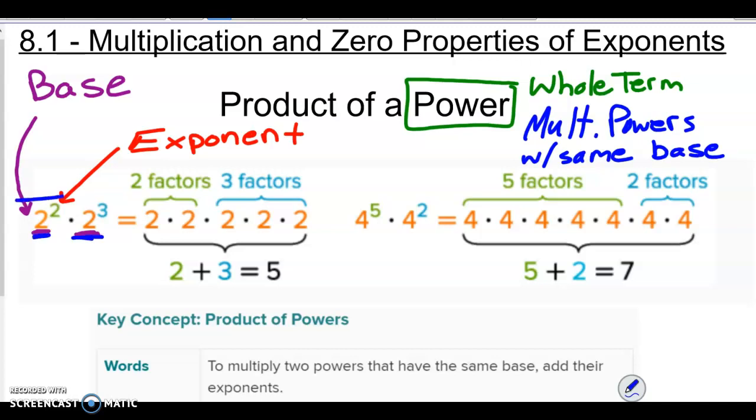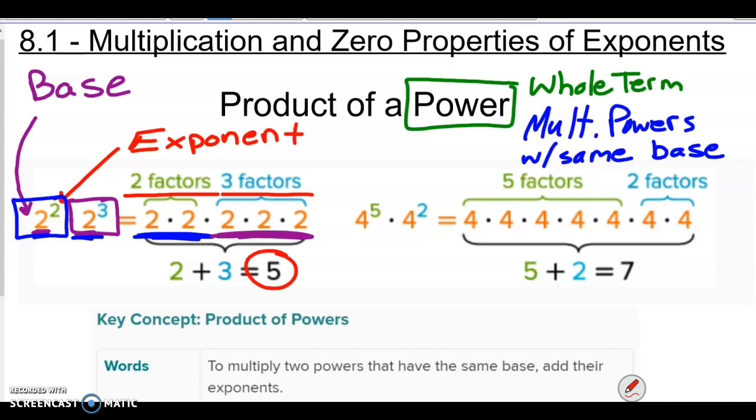So when we're multiplying powers with the same base, when they both have a base of 2 here, 2 squared means that I have 2 times 2. 2 cubed is saying I have 3 2's multiplying by itself. So altogether, we end up with 2 2's and 3 2's all multiplying by each other, which gives us a total of 5 2's. So we would rewrite this as 2 to the 5th power. All an exponent is, it tells you how many times that base is multiplying by itself.